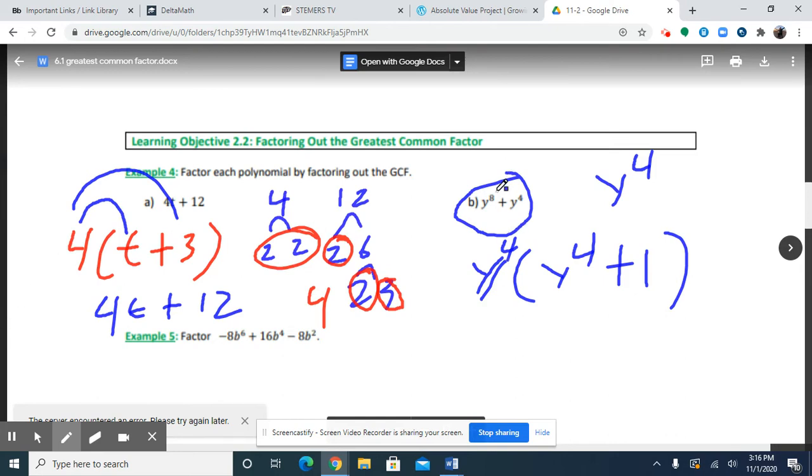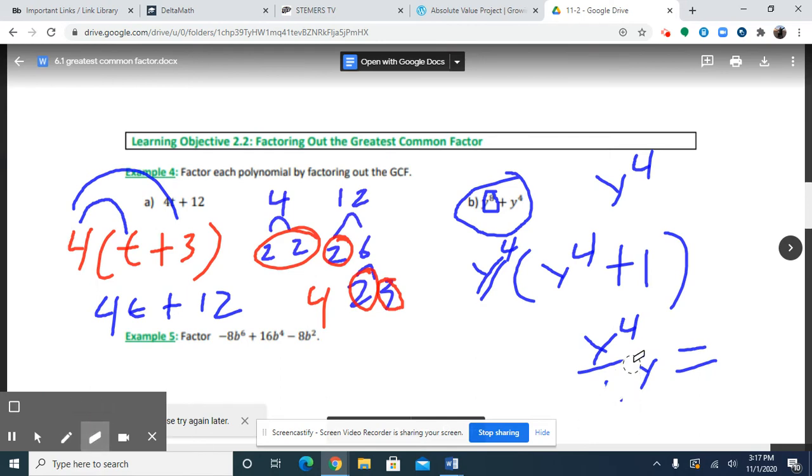But the question: why did we go from y to the 8th to y to the 4th? Well, when you're factoring out, it's the same thing as dividing. So if we were to divide y to the 4th by y to the 4th, that's the same thing, so it simplifies to 1.